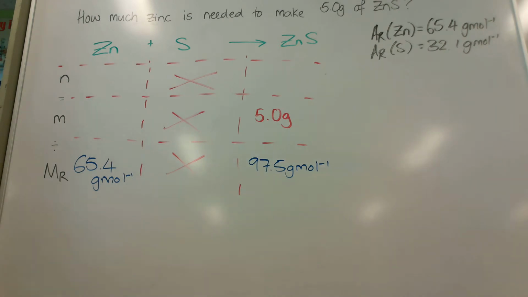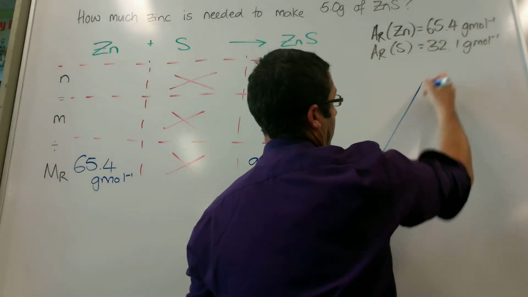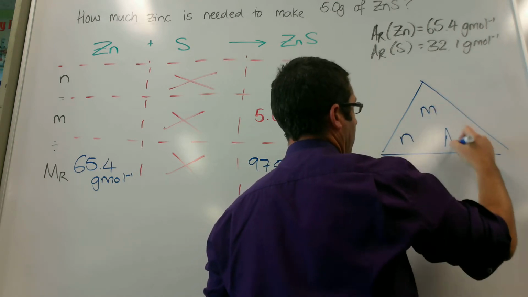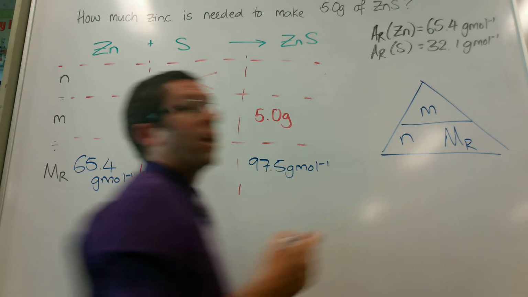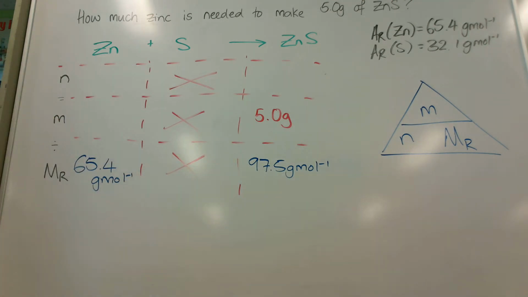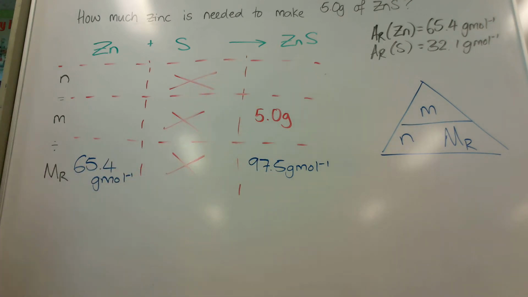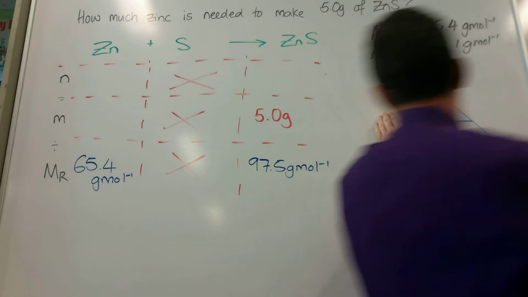Yep. Now, what I love about tables is if I look in a column and I've got 2 out of 3 bits of information, then I can find the third bit by using an equation. So what I also need to remember is my equation, is my triangle. What's missing in the first row for zinc sulfide? The amount. So I cover that and I get my equation.